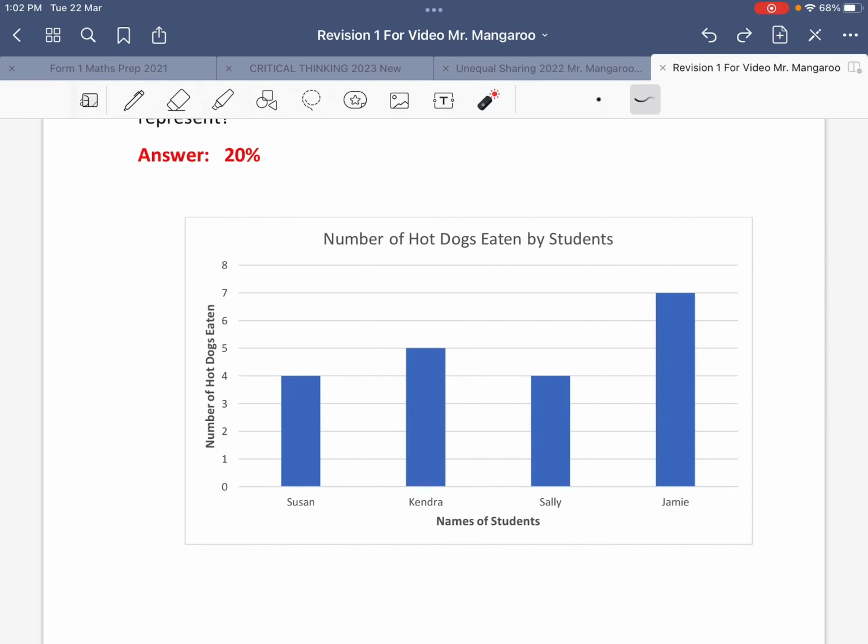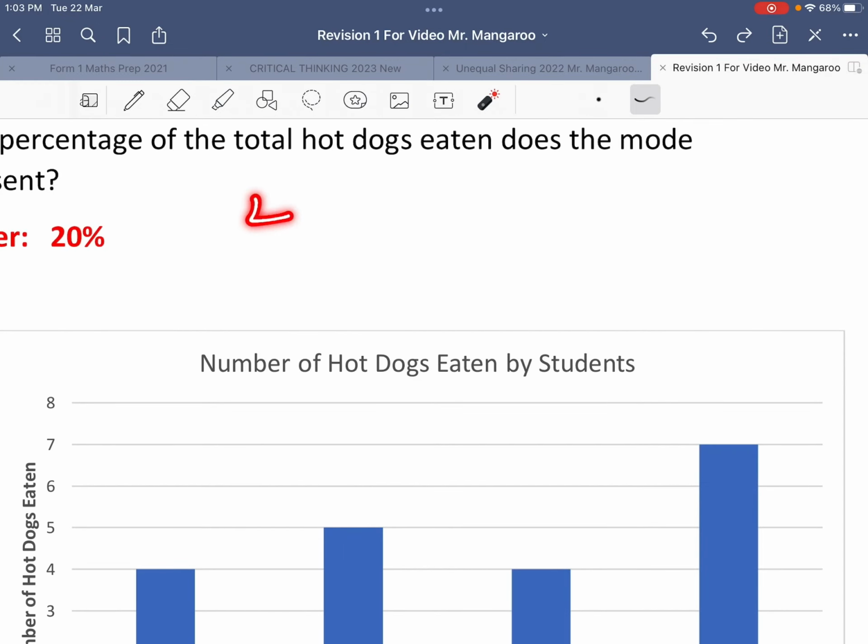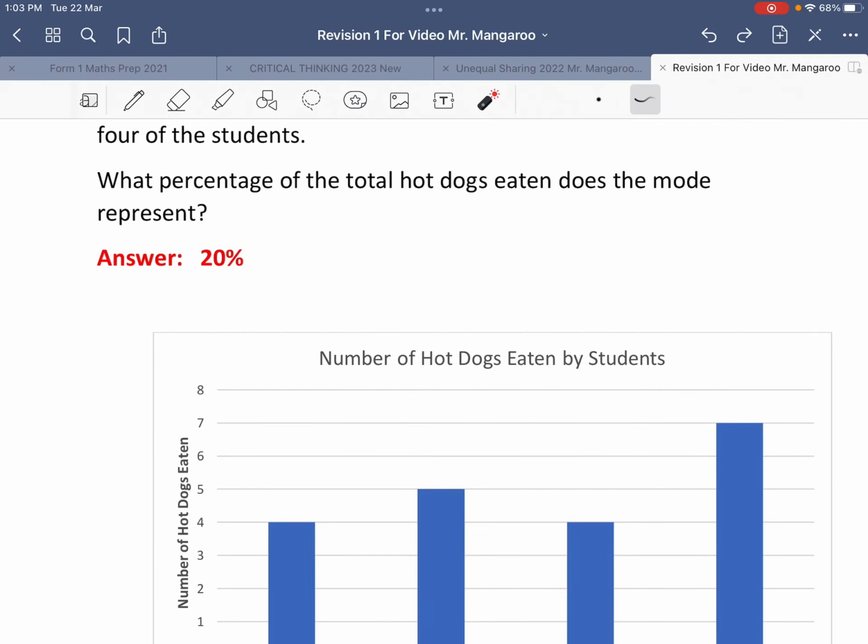So what is the total? We add these together. 4 plus 4 is 8. 8 plus 5 is 13. 13 plus 7 is 20. What percent of the total hot dogs eaten does the mode represent? So the mode will be 4. Yes, that was correct. 4 out of the 20. So that will be equal to, 4 into 4, 1. 4 into 20, 5. Yes. 5 times 100 to change it to percent will give us 20%.